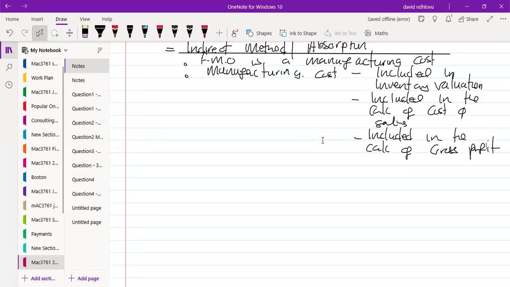So there will be slight differences that will occur when you do the absorption costing income statement, if it is actual than when it is budget. So there is something that I want to show you there, which is very important.